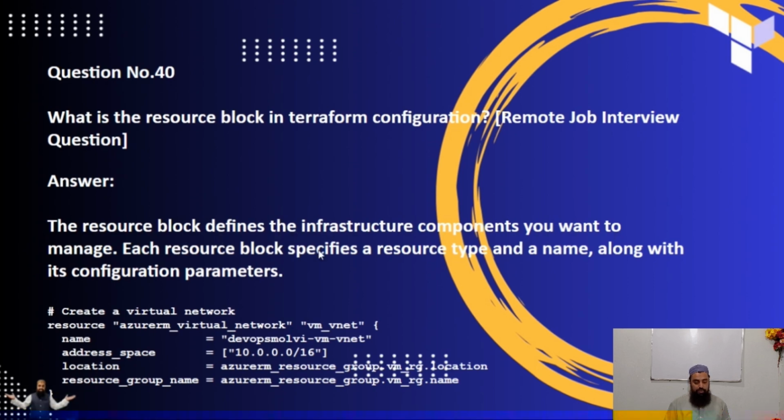Each resource block specifies a resource type and a name, along with its configuration parameters. So this is a full resource block for creating a virtual network. You can see we have the name. This is hard coded. I'm not using any variables. Address space, location, now these are actually variables. Location, resource group name, and it will create a resource, a virtual network. So this is the example of a resource block.